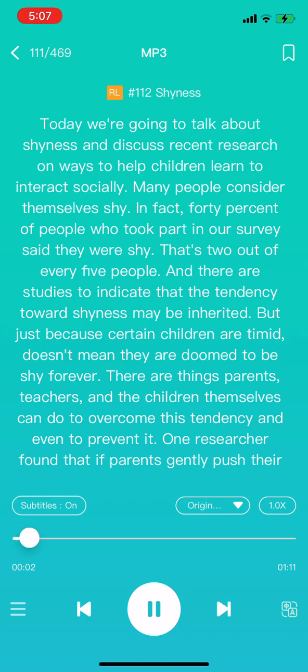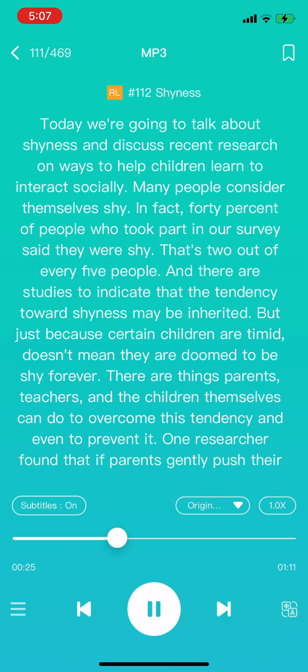Today we're going to talk about shyness and discuss recent research on ways to help children learn to interact socially. Many people consider themselves shy. In fact, 40% of the people who took part in our survey said they were shy. That's 2 out of every 5 people. And there are studies to indicate that the tendency toward shyness may be inherited.